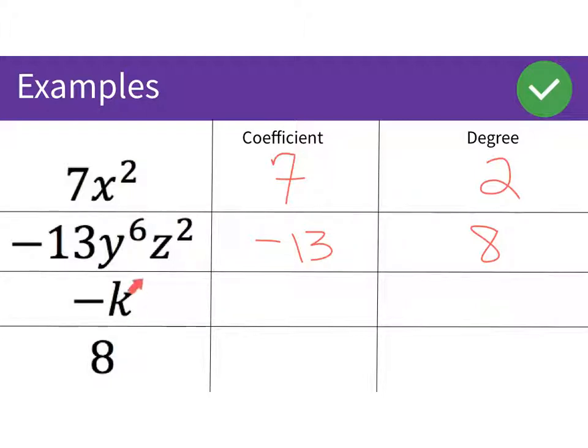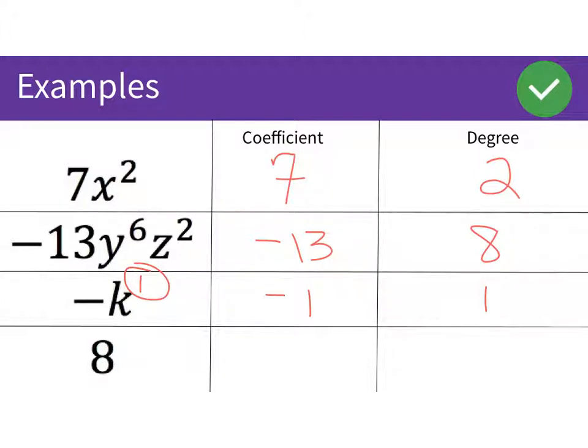On the next example, we have a k sitting there with a minus sign out front. So what is the invisible number that's out front? Of course, it's a negative 1. So the leading coefficient here, or the coefficient, is negative 1. And then what is the invisible exponent on that k? It's a 1. So this is called a degree 1 monomial with a coefficient of negative 1.